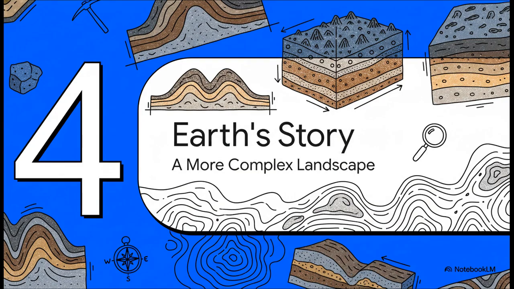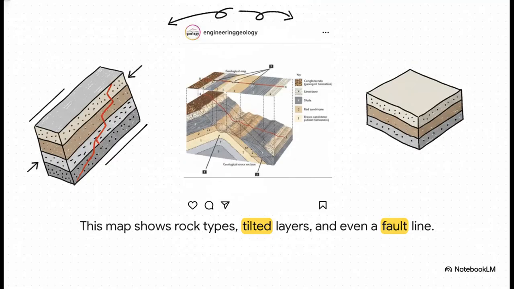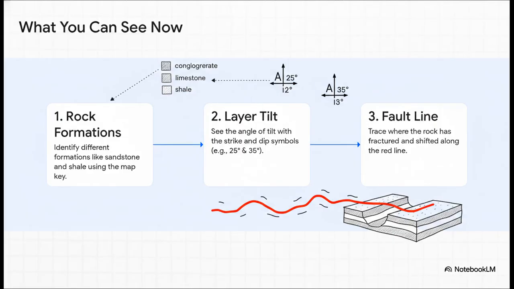Okay, let's build on that. That was awesome. Now that you've got the basics down, we can apply this code to a much more complex and, frankly, more realistic landscape. Whoa, okay. This looks a lot more complicated, doesn't it? We've got our 2D map on top and the 3D block underneath. We've got different rock types, tilted layers, and there's even a fault line where the rock has completely fractured. This might have looked super overwhelming before, but now we can read it. Let's just break it down.